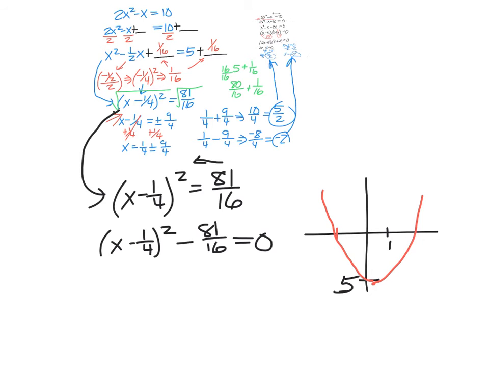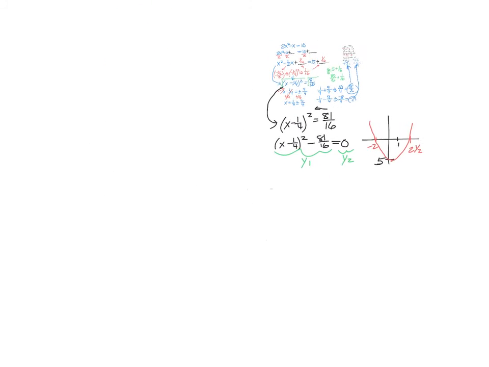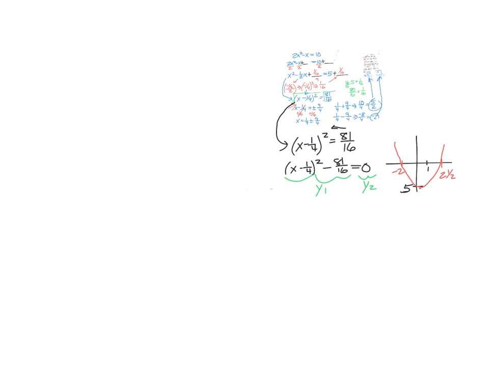And where are these at? That's at negative 2. And this is at 2.5 or 5/2. Okay. So that's where it would have crossed. And that's how we would have done it graphically. We would have set that equal to y1, that equal to y2, and then find where they intersected and everything. Okay. Now, let's go to our next method.